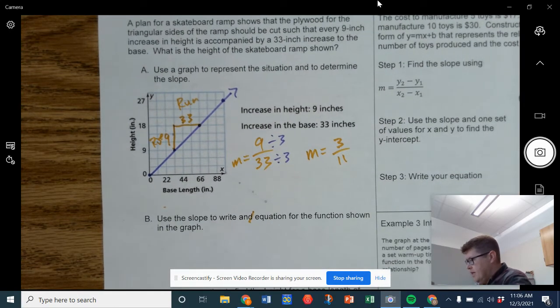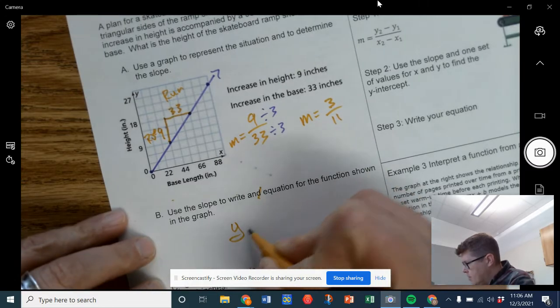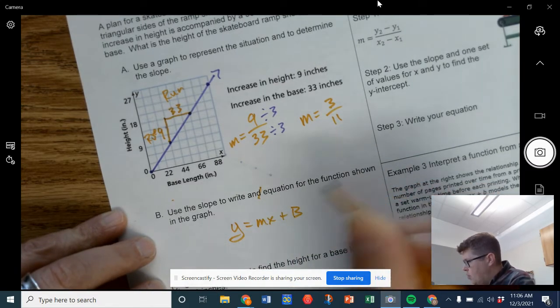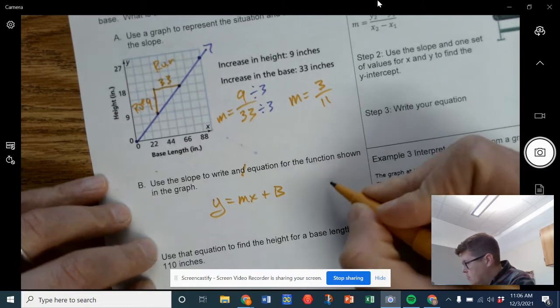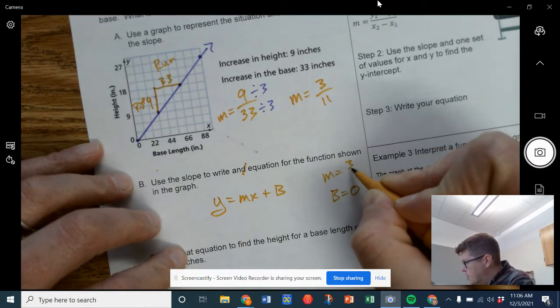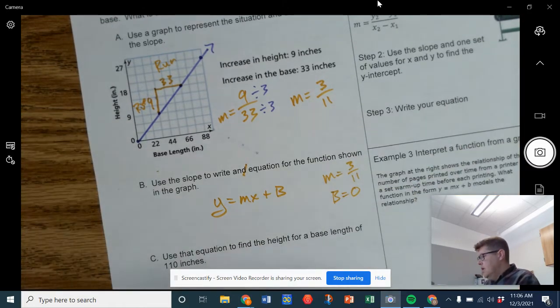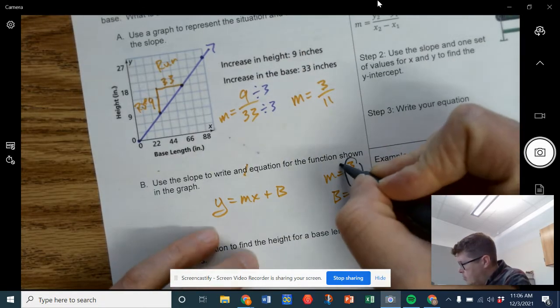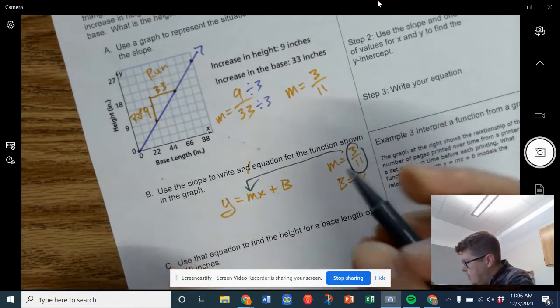So now we're going to use the slope to write an equation for the function shown in the graph. The idea here is we're just going to put it together. It's going to be y equals mx plus b. We have a b value of 0, so we don't have to worry about that. And we have an m value, a slope of 3/11. So we're going to take this slope and plug it into our equation.